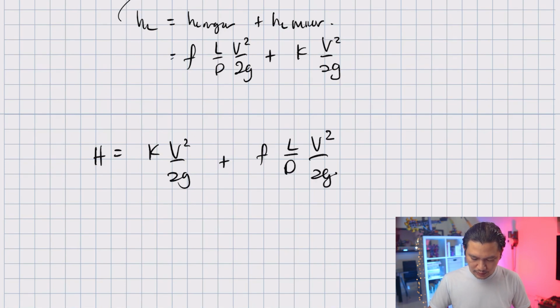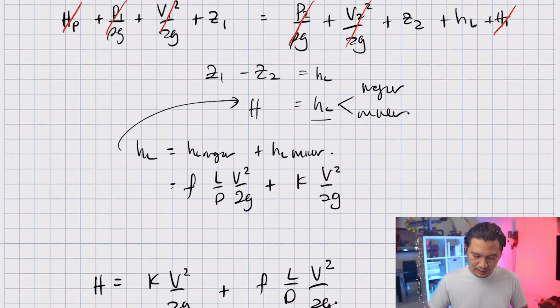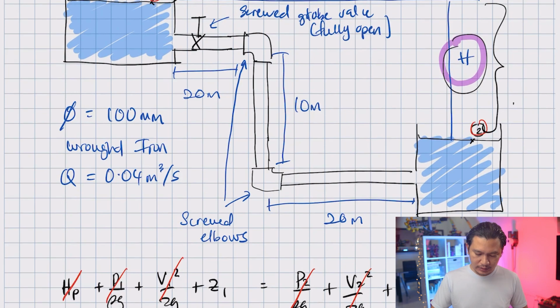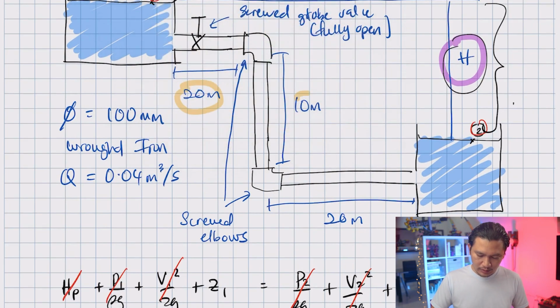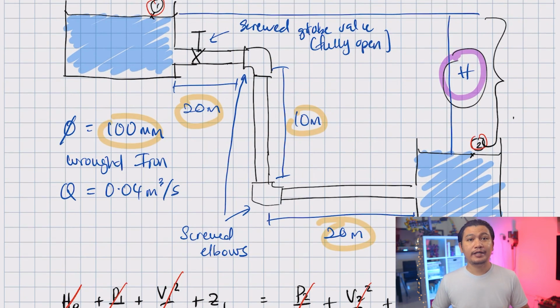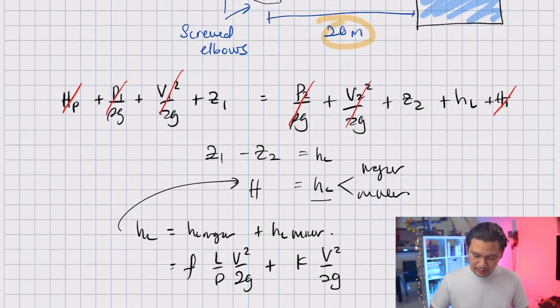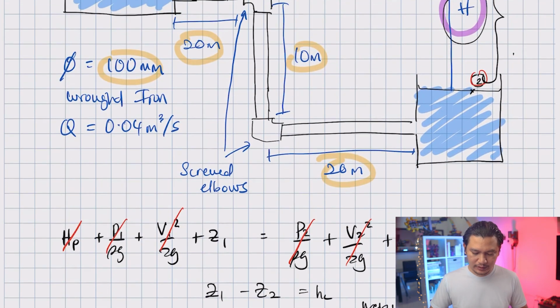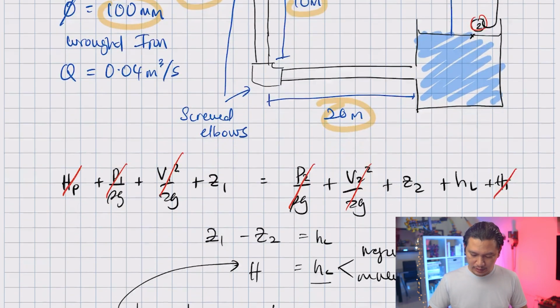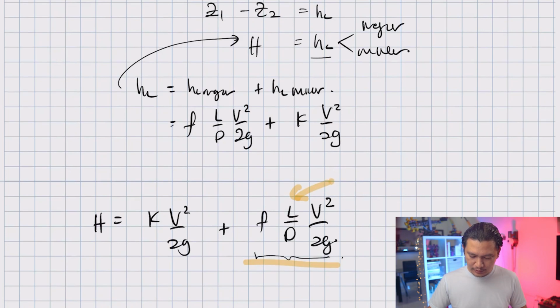Now, this is quite straightforward because we only have one pipe diameter, even though we have 3 pipes, right? All of them have 100 millimeter diameter. And therefore, we only need to find this once. And then we're going to add the lengths of the pipes, that is 20 meter plus 10 meter plus 20 meter, and add them together inside this L. So that should be quite simple.